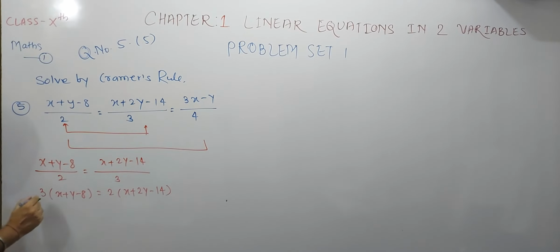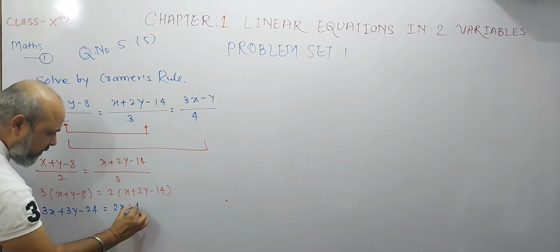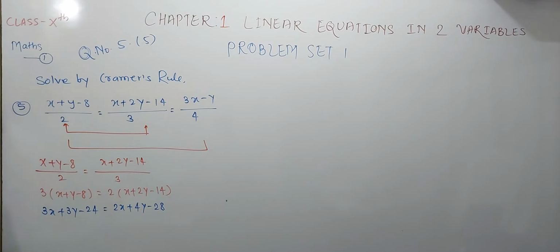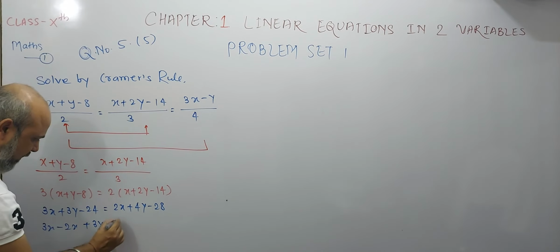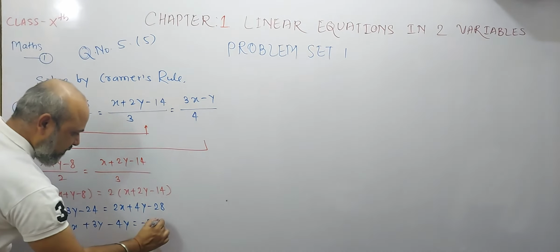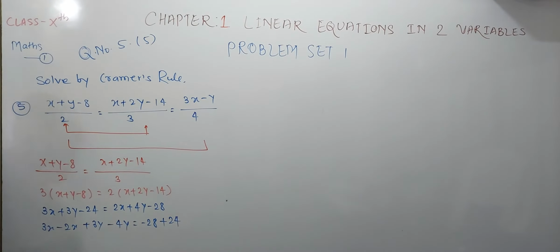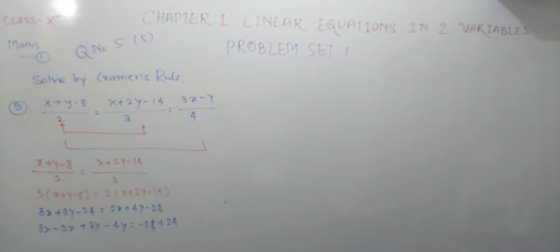So what will you get? You will get 3x + 3y - 24 is equal to 2x + 4y - 28. Now transfer the variables from the right hand side to the left hand side. So this will be 3x, and this will be minus 2x, this will be plus 3y, this will be minus 4y, and this is equal to minus 28, and minus 24 you will transfer, so it becomes plus 24.